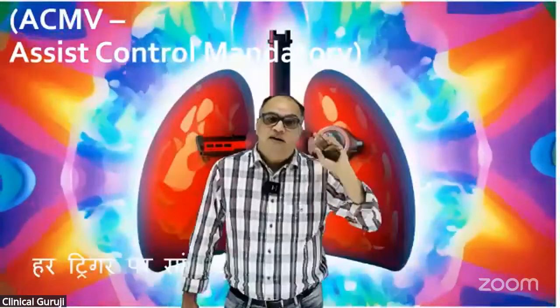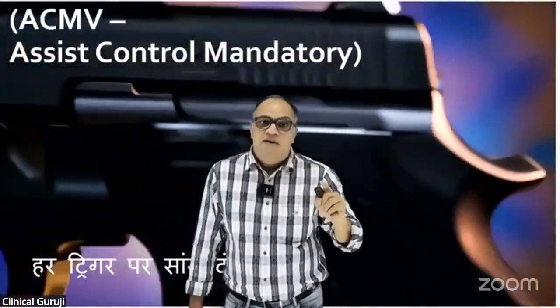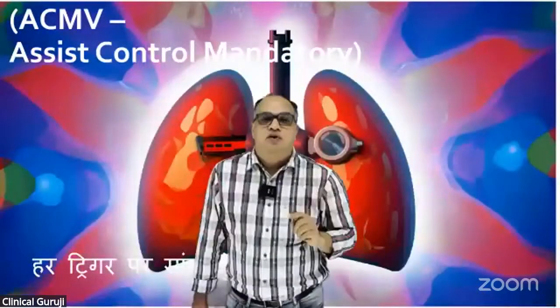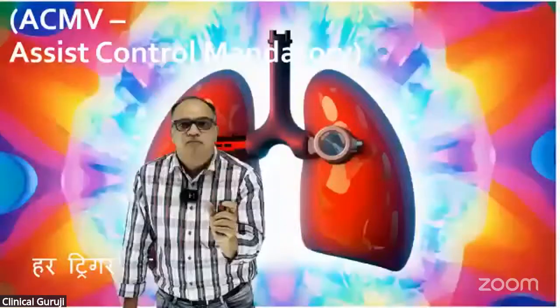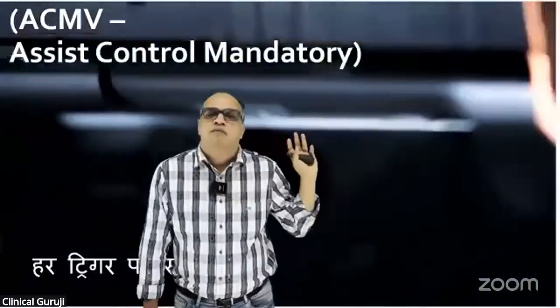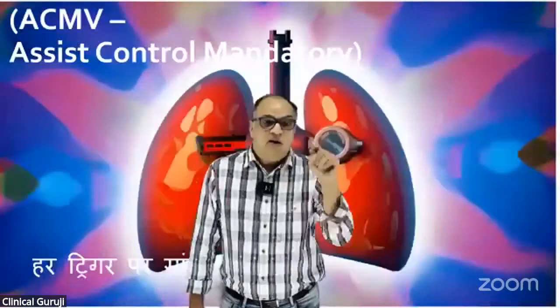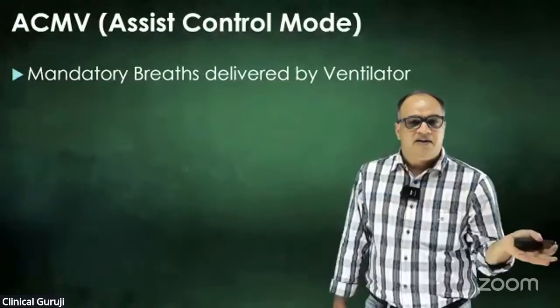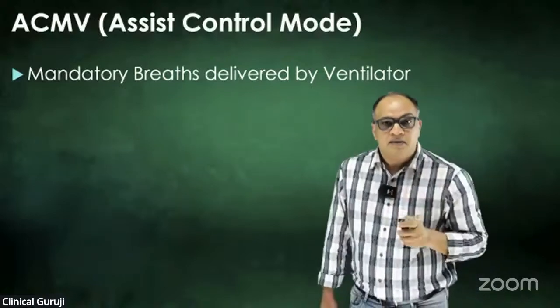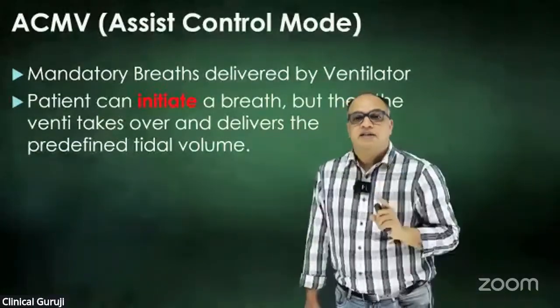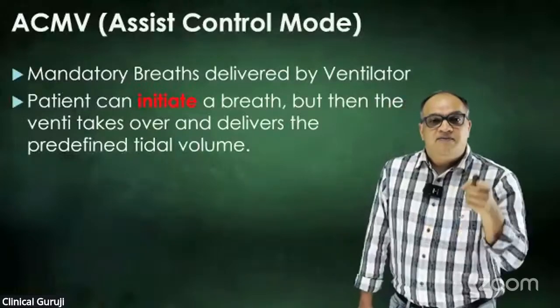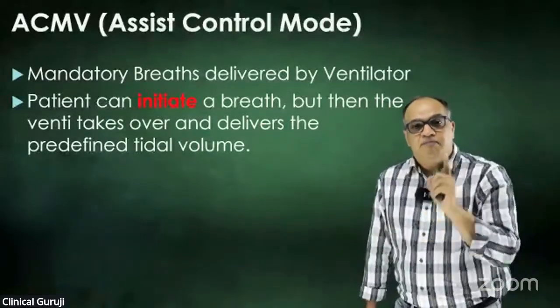What is the difference between CMV and ACMV? In ACMV, every triggered breath is also given full tidal volume. In CMV, only a fixed number of breaths with fixed tidal volume will be given irrespective of what the patient does. In ACMV, all triggered breaths will be given full tidal volume. So the ventilator will be giving mandatory breaths, 500 into 12, plus the patient can initiate a breath, but then the ventilator will take over and deliver the predefined tidal volume.